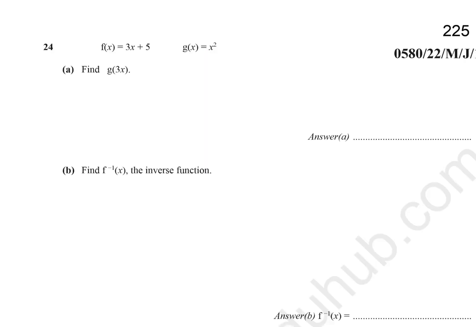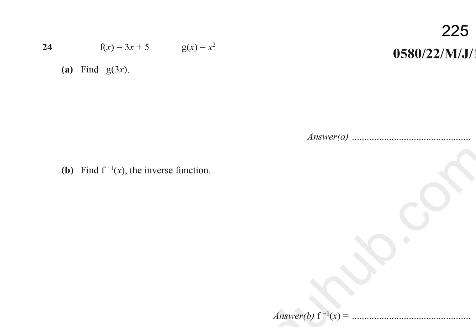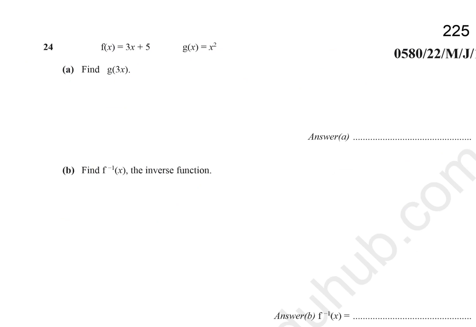Okay, this question has been taken from May June 2015. This is MJ15. Sorry for that. Okay, it is MJ15, paper 22, and question number 24. Now here they've told us f x equals 3x plus 5, g x equals x squared. Find g of 3x. Now before you find g of 3x, write down g x equals x squared.